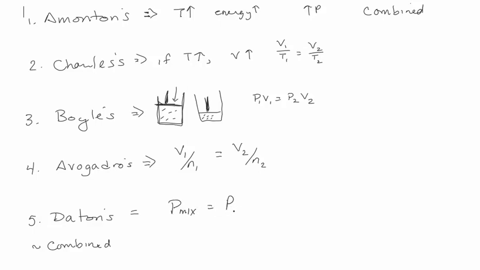Now, we are going to do a little bit with the combined gas law because most books do cover it. And that's just P1 V1 over T1 equals P2 V2 over T2. So it's really a combination of Charles and Boyle's. So how do we use these gas laws?